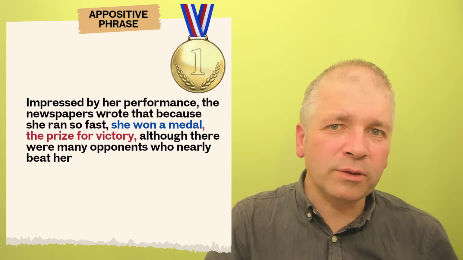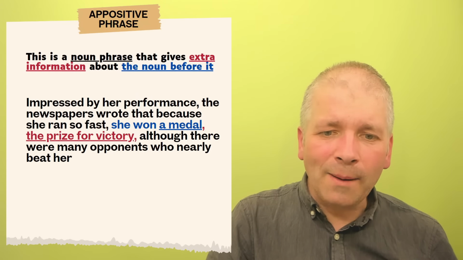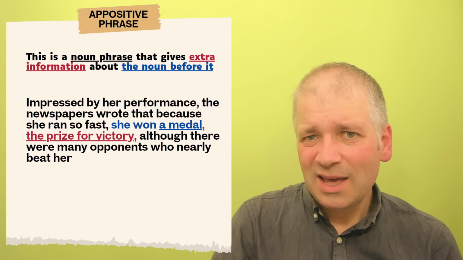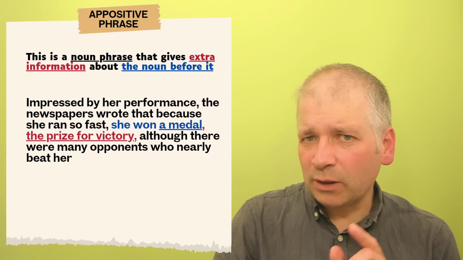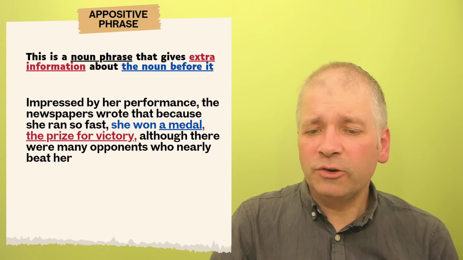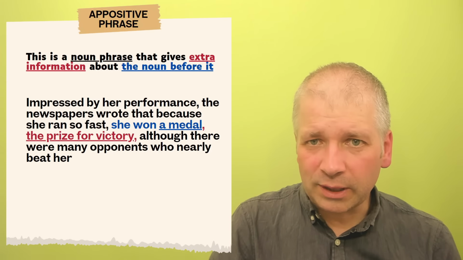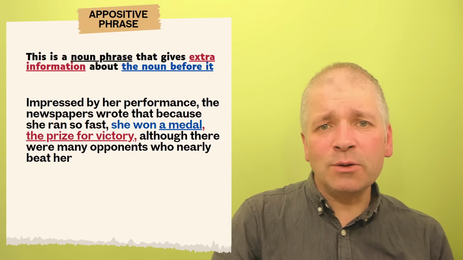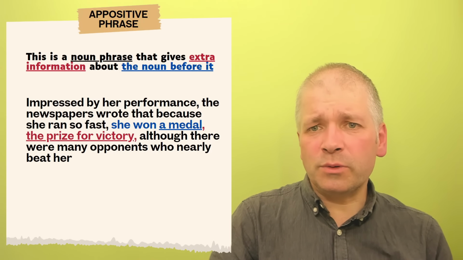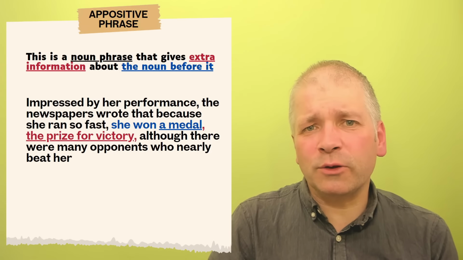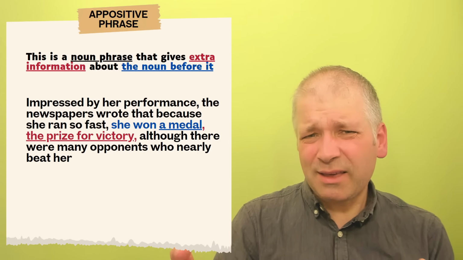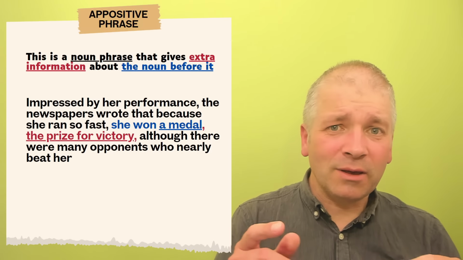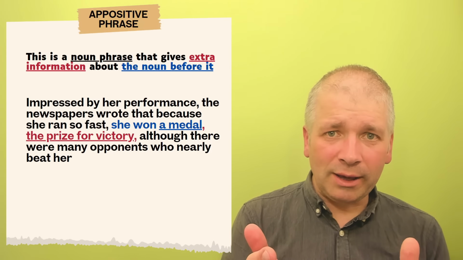This is called an appositive phrase. This is where you have a noun phrase that gives extra information about the noun before it. It's a little bit like a non-restrictive clause, but it's just a noun phrase. She won a medal, the prize for victory. When do we use this appositive phrase? We normally use it when the word we use perhaps isn't obvious to the reader or listener. In this case, we probably didn't need it because most people know what a medal is. But I'm giving you an example of what it would look like.